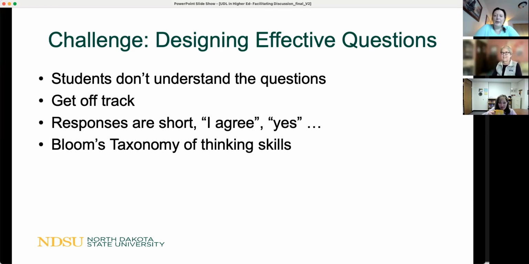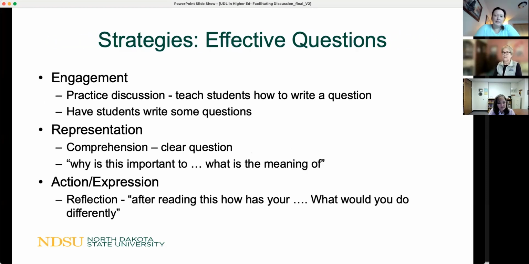So some other challenges now when designing effective questions is what happens when your students don't understand the questions or they get off track. A lot of people say, I just have my students answering I agree or yes. So how do you get them to provide more of a discussion? And then applying those Bloom's taxonomy of thinking skills and having the students do that in the discussion.